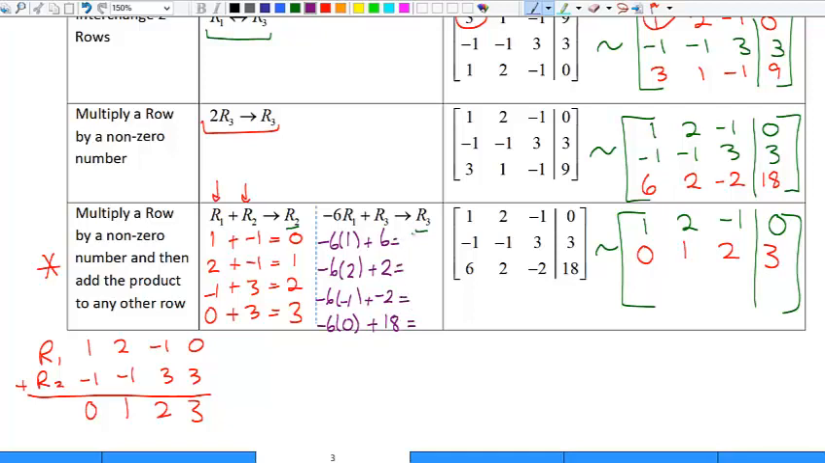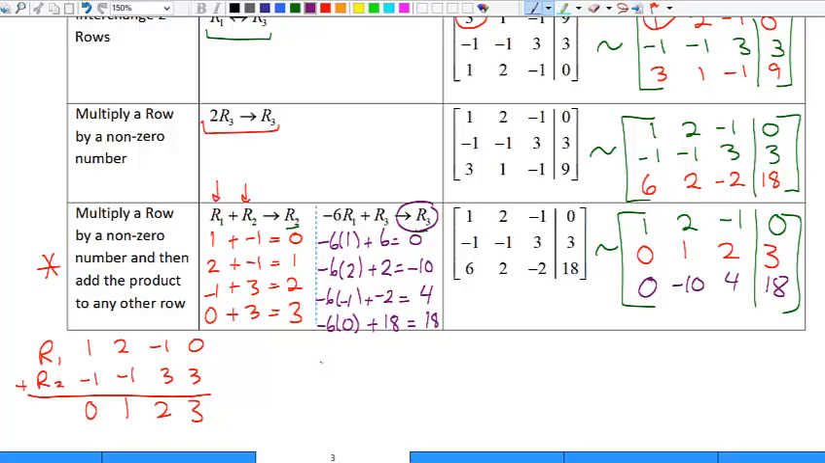And then I'm just going to multiply and add across. -6 times 1 is -6 plus 6 is 0. -6 times 2 is -12 plus 2 is -10. -6 times -1 is +6 minus 2 is 4. -6 times 0 is 0 plus 18 is 18. So my answer across the bottom would be 0, -10, 4, and 18. I'm plugging that into row 3 because that's what my instructions told me to do. And that's a perfectly fine way of doing it.